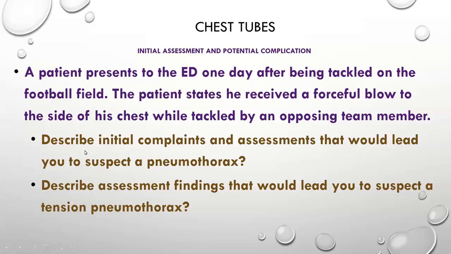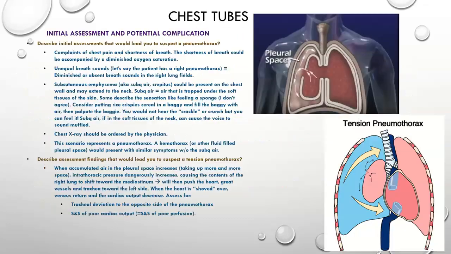So what I want you to do is think about what the initial complaints or assessments would be that would lead you to suspect a pneumothorax, and then if you do suspect a pneumothorax, what complications can occur? In other words, what would make you suspect the most lethal complication, which is a tension pneumothorax. So let's look at the first thing, what assessments? And so the patients are likely to complain of chest pain, especially if the lung is partially or totally collapsed, or just because if you get hit pretty hard from a football player or soccer player, it's going to hurt.